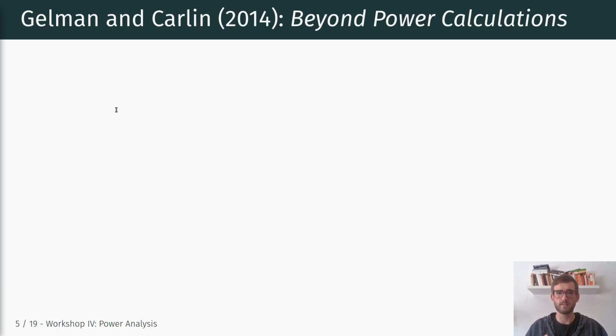There are issues with this basic framework, and Gelman and Carlin in their paper Beyond Power Calculations make the point that these traditional power calculations are ultimately flawed due to a narrow focus on statistical significance, right? So once you're only focused on receiving statistically significant results, then these power analyses can be flawed and give you false confidence in your results, right? And one thing that they especially emphasize is this issue with post hoc power analysis.